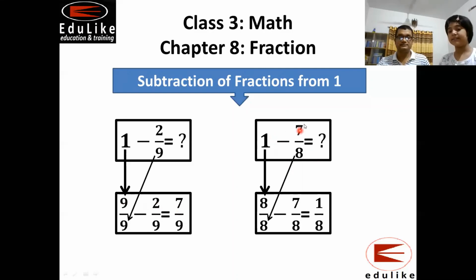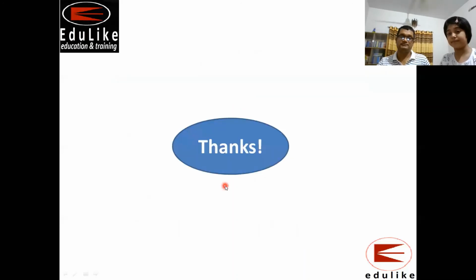1 minus 7 by 8 is equal to what? 1 can be written as 8 by 8. 8 by 8 minus 7 by 8 is equal to 1 by 8. 8 is the common denominator and 8 minus 7 is equal to 1.